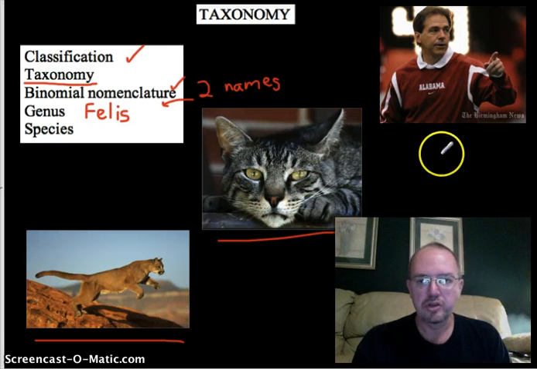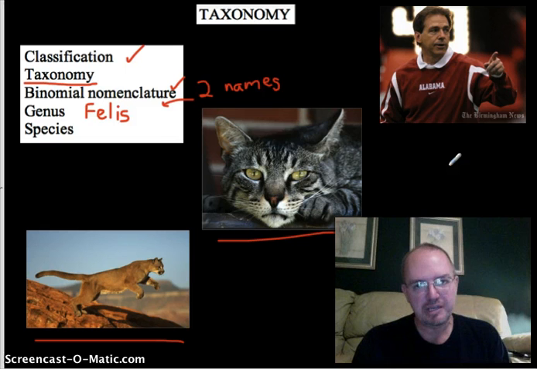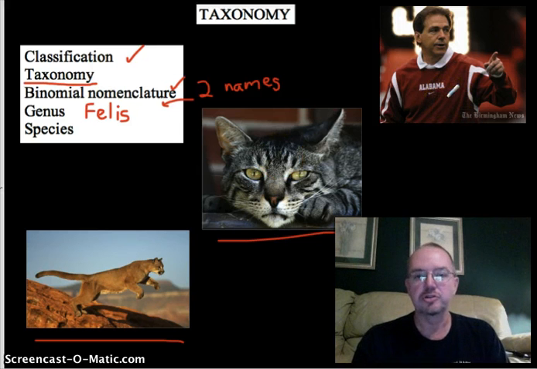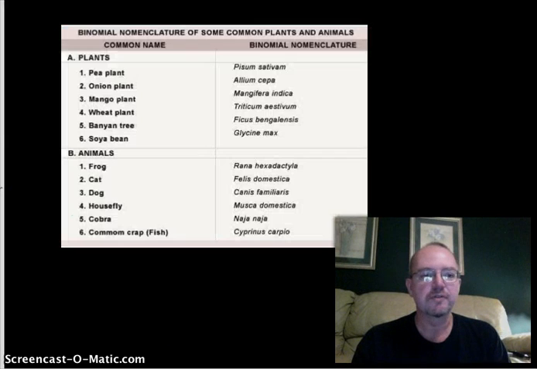You may wonder what humans are. Humans are Homo sapiens. Homo is the genus, sapiens is the species. And you can tell this is one incredibly smart Homo sapien. He's wearing an Alabama jersey. In fact, this is Alabama's coach. And I want to show you some more examples, and I have a whole slide for that.